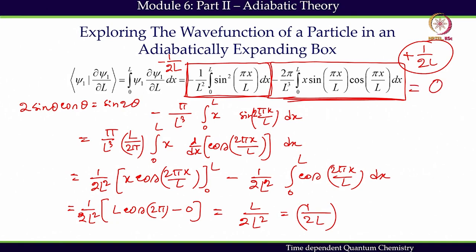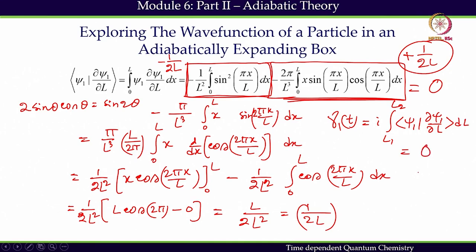And if this integration is becoming 0, then gamma 1 at time t, which is given by 0 to L, 1 by L, this is the limit, and then this integration psi 1 L then dL, this part also becomes 0. So, what we are seeing here is that the geometric phase becomes 0 for an expanding box, when the box is expanding from L1 to L2. But it is accumulating dynamical phase, but geometric phase becomes 0.